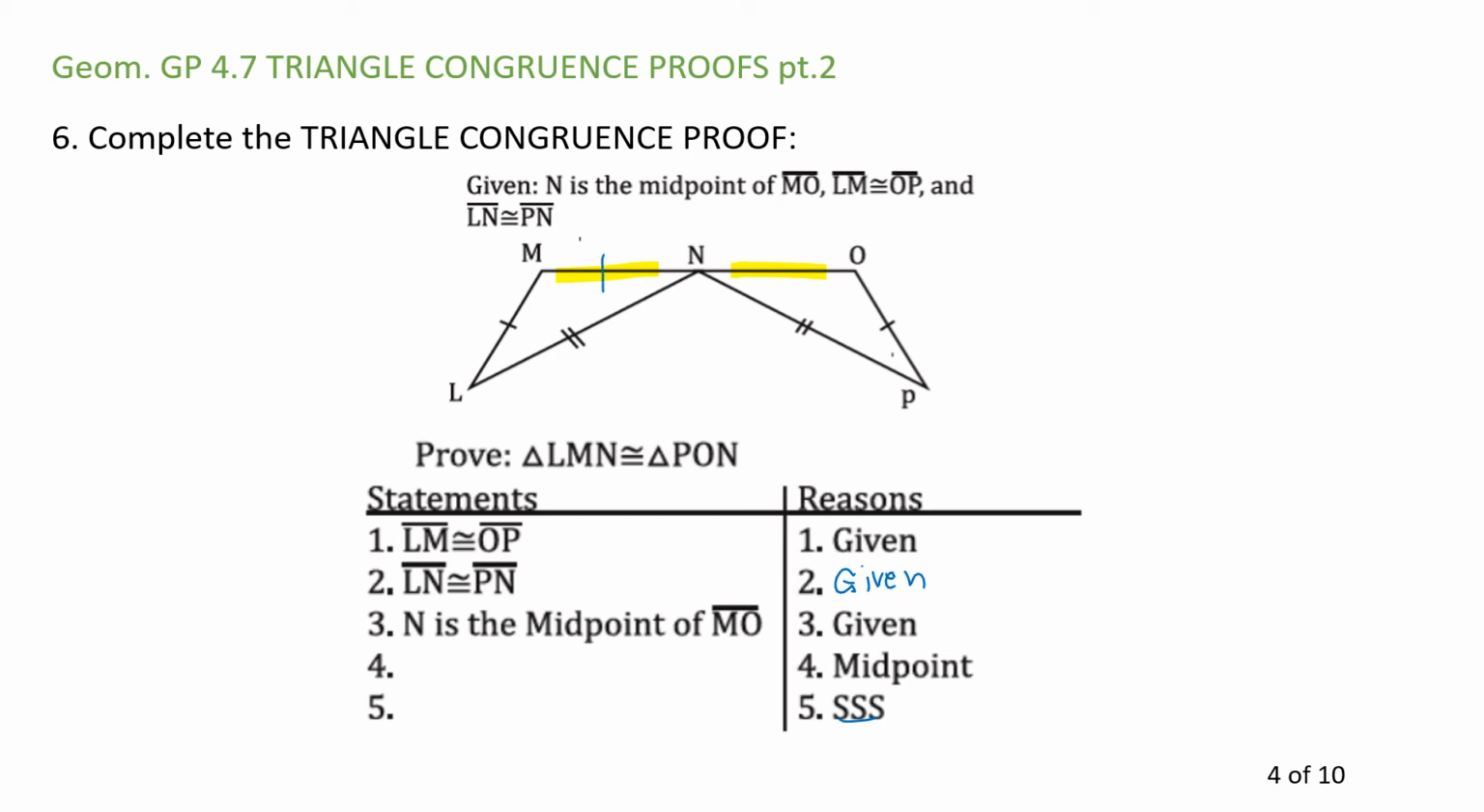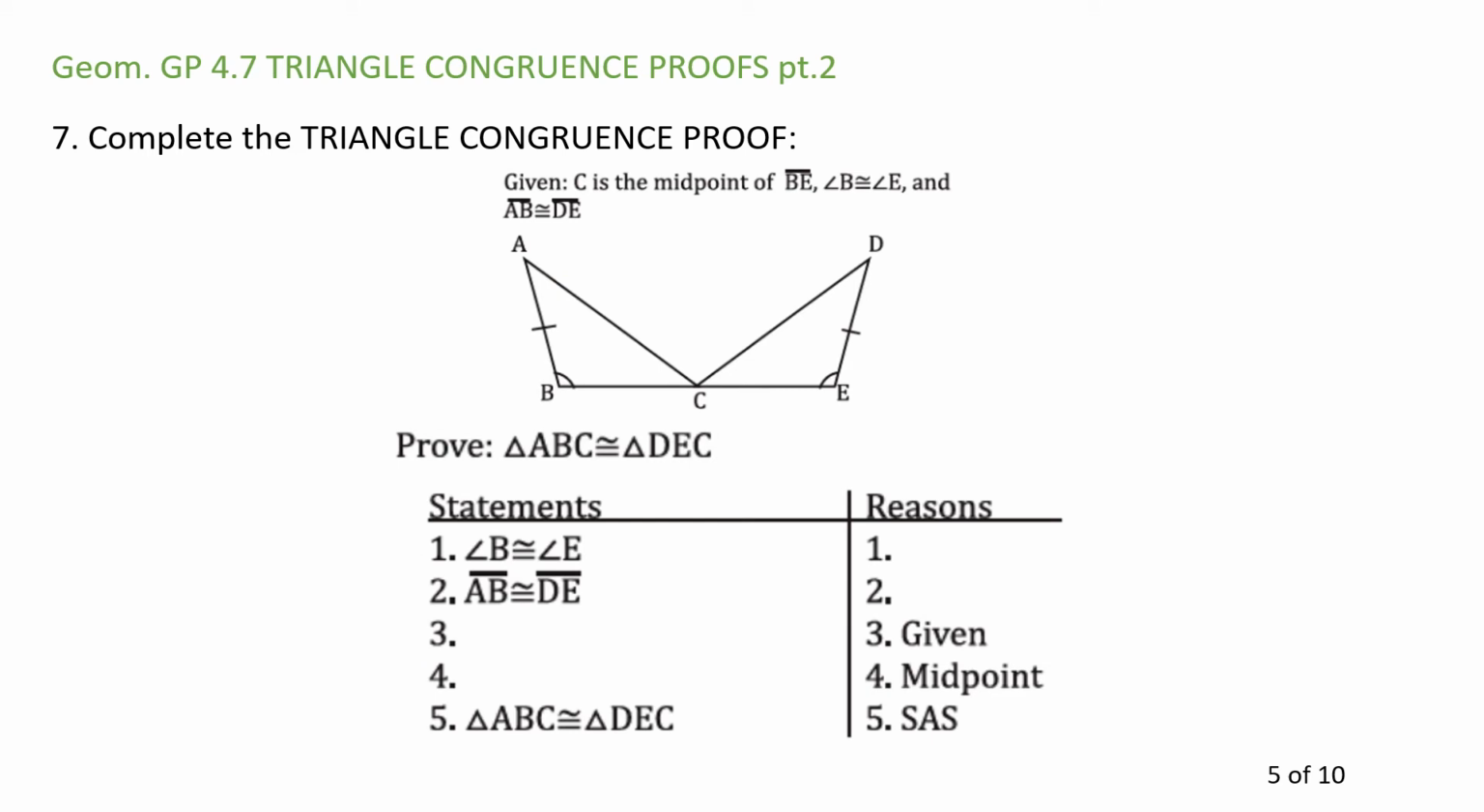That means I know that this is congruent to that. MN, I have to use three hash marks because one is already used. That's going to be side, side, side. So how do I know that MN segment is congruent to ON segment? Because that's the definition of midpoint. And finally, I have proven these triangles congruent. LMN, PON. So that's two in a row, identical. Maybe this one will be different. Will it? Looks very similar.